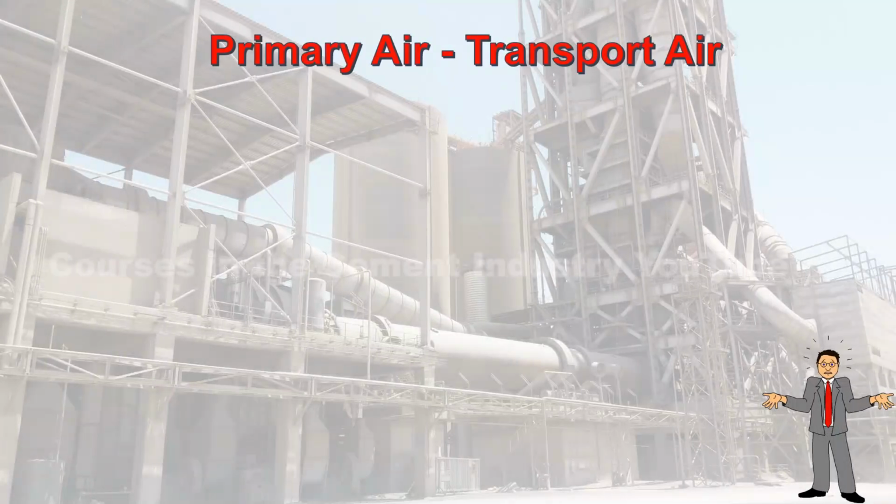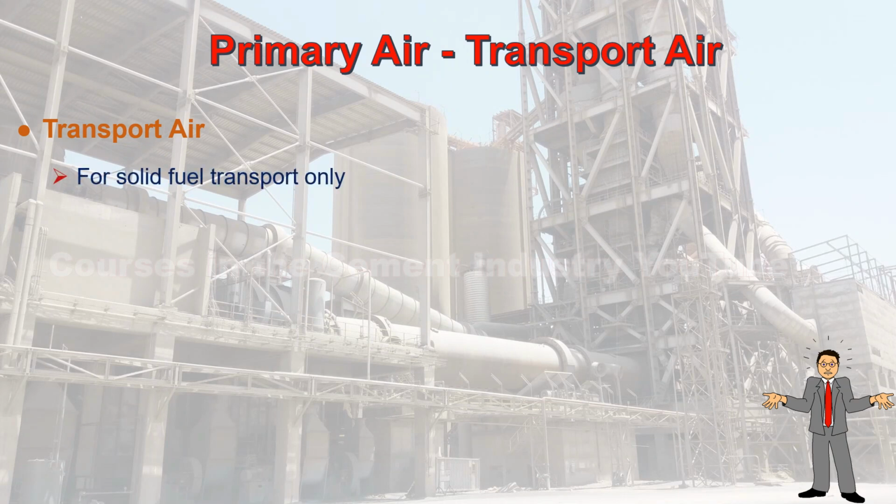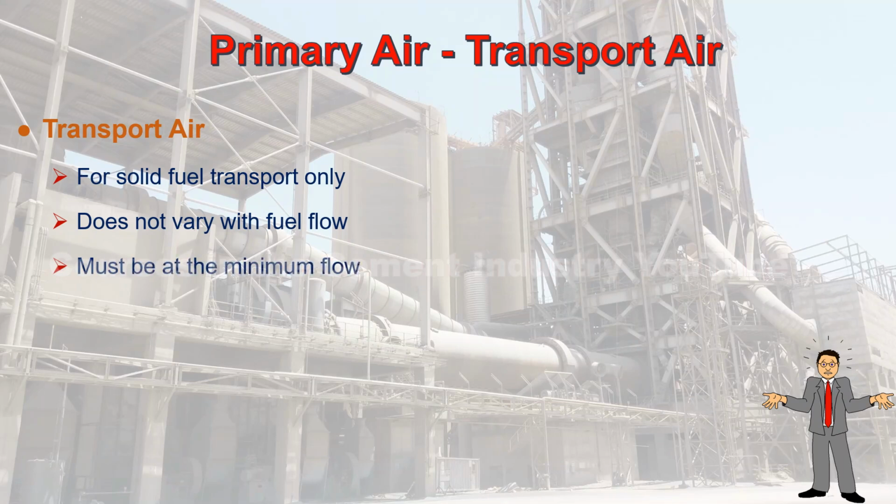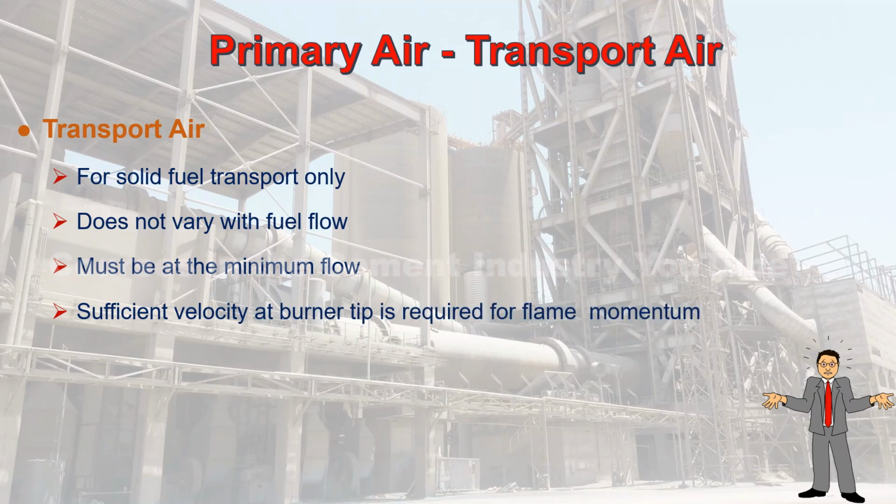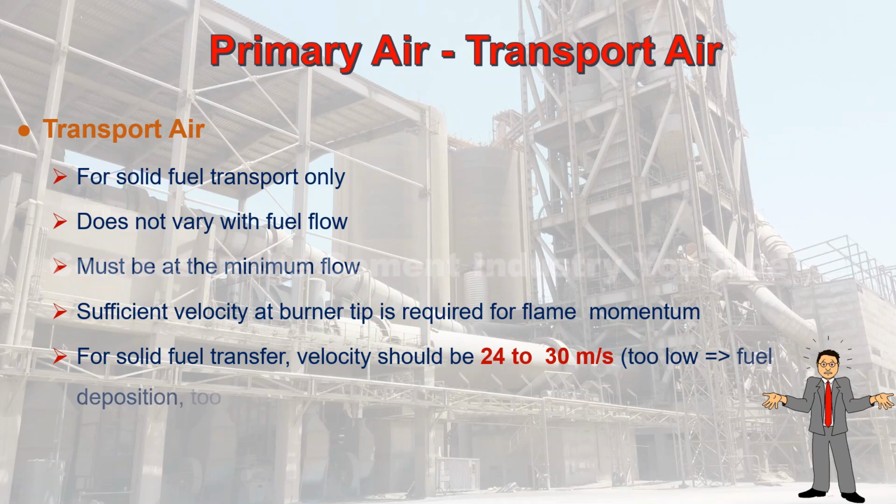Primary air, transport air. 1. For solid fuel transport only. 2. Does not vary with fuel flow. 3. Must be at the minimum flow. 4. Sufficient velocity at burner tip is required for flame momentum. 5. For solid fuel transport, velocity should be 24 to 30 meters per second. Too low transport air leads to fuel deposition. Too high transport air leads to abrasion and wear.